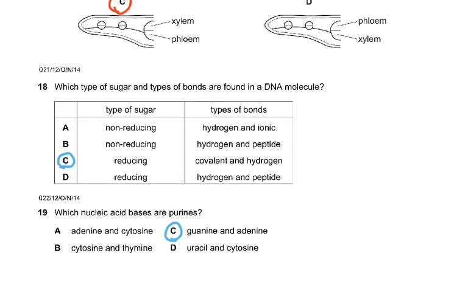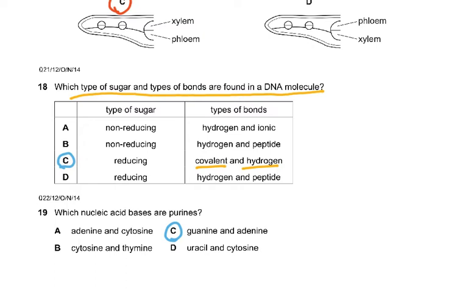Then question number 18. Which type of sugar and types of bonds are found in a DNA molecule? The type of sugar is a reducing sugar, deoxyribose, and the types of bonds are covalent and hydrogen bonds, the phosphodiester bond and the hydrogen bonds.